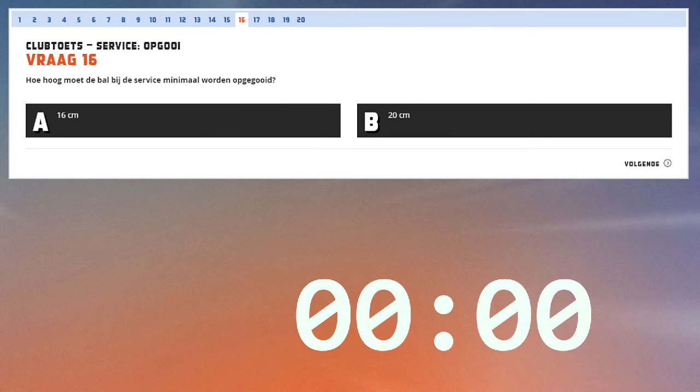Question number 16. It's about the service toss. What is the height that you should reach at the toss for minimum? So what's the minimum height that the ball should be tossed up? Is that A, 16 centimeters or B, 20 centimeters? So you're tossing up the ball, and the ball needs to have a distance from your hand for a minimum of A, 16 centimeters or B, 20 centimeters.